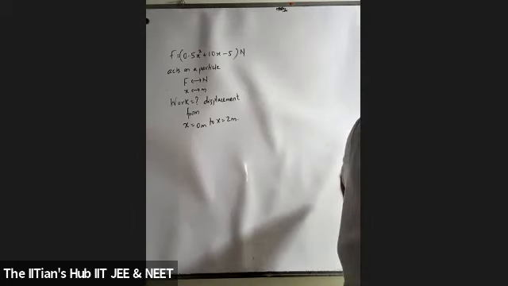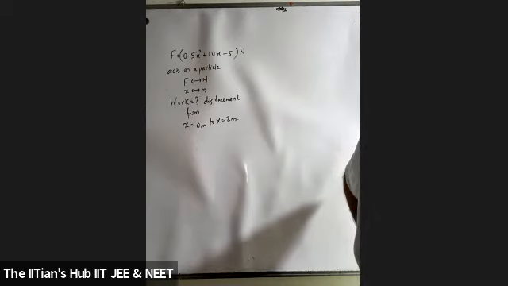Force acting on a body is a function of displacement, and it is given as 0.5 x square plus 10x minus 5 in Newton. So force is in Newton, displacement is in x. Find out the work done in order to displace the particle from x is equal to 0 meter to x is equal to 2 meter.